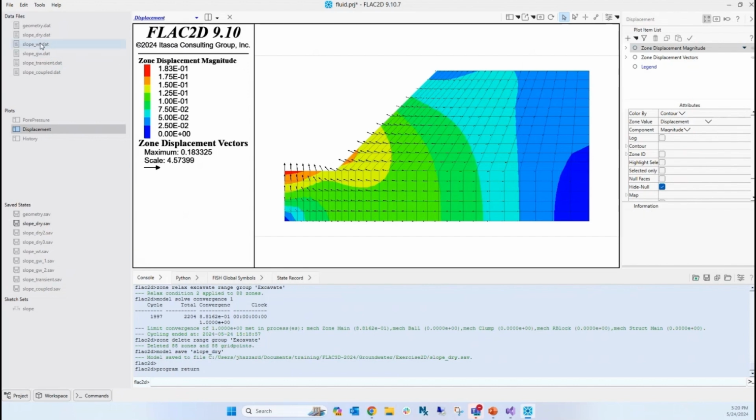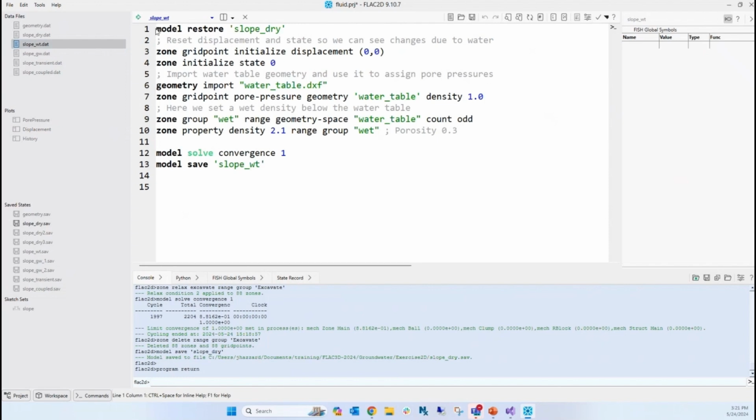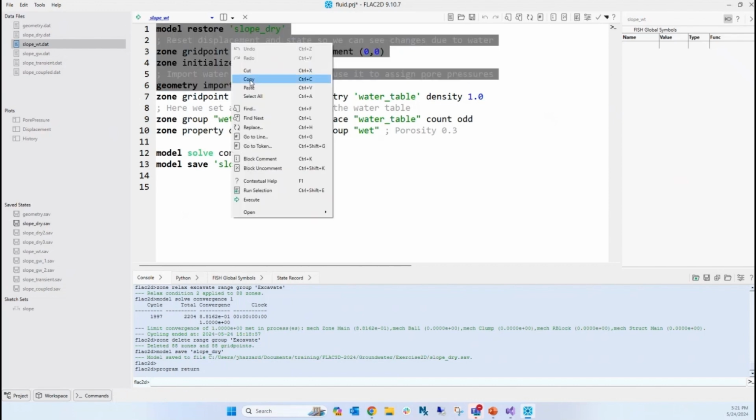Now we can add a water table. So let's double click on slope underscore WT.dat. That's for water table. We can start by restoring the dry slope. We can initialize the displacements to 0. We don't care about the displacements so far. You know, we just want to see what happens when we add water. We can set the state back to 0. We imported DXF. So this is called water table.dxf. So we can just run the file up to here and see what we've got.